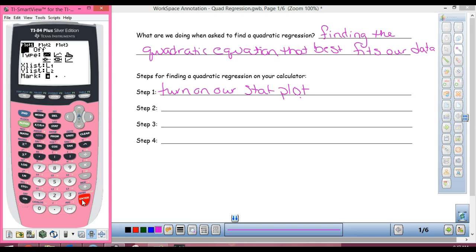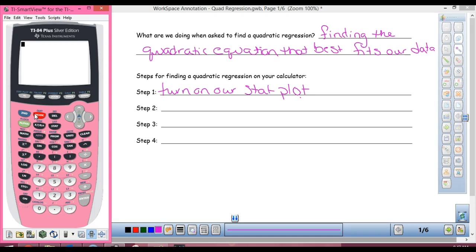Okay, so this says that our information is coming from list 1 and list 2. That's good, because that's where our information is going to come from. Everybody's stat plot is on? All right, so now just hit second mode to get out of there. Now that that's turned on, you don't have to worry about it again for the entire worksheet.